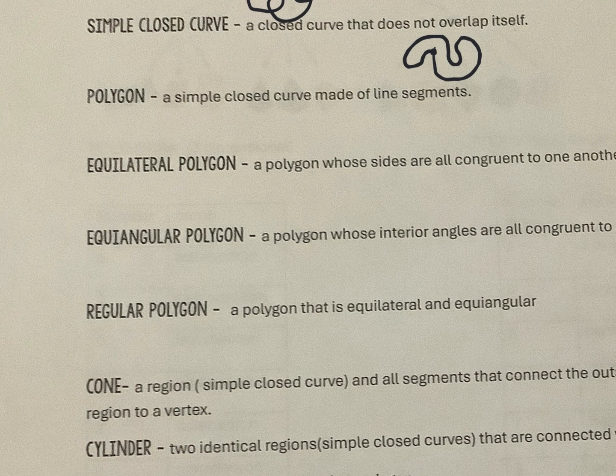A polygon is a simple closed curve made up of line segments. So again, no loops, no breaks, no nothing. It has to be straight lines to be a polygon.